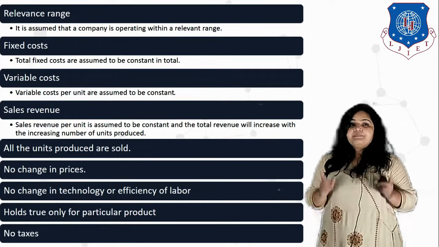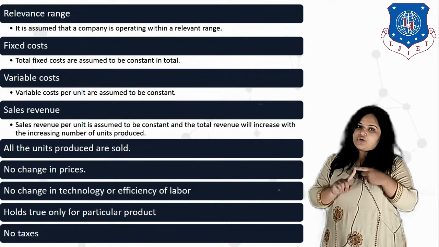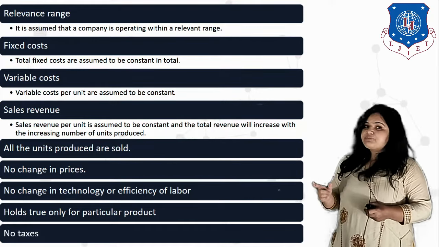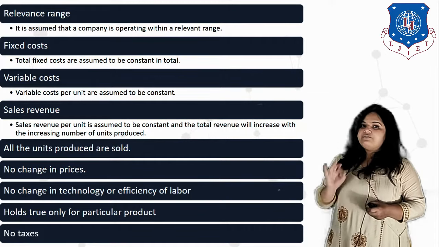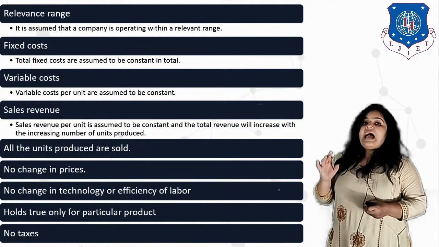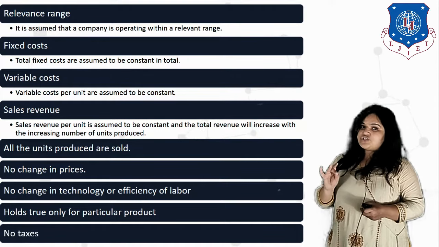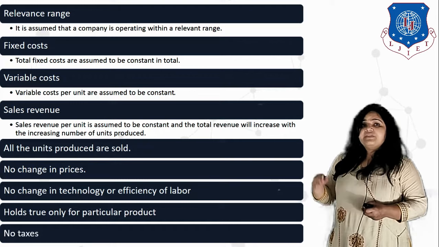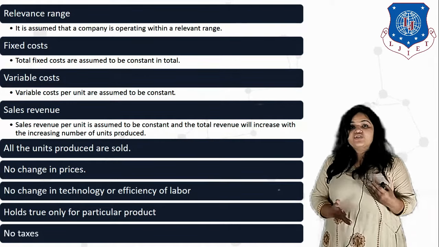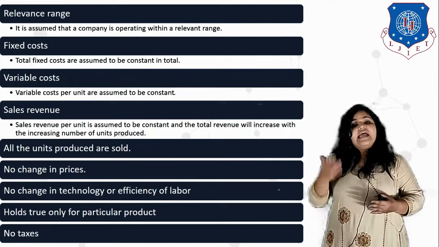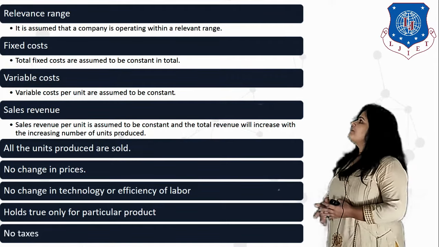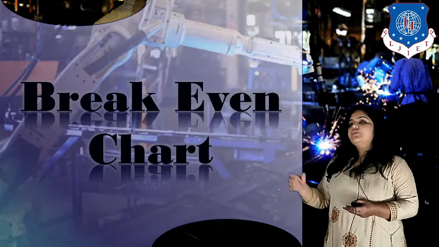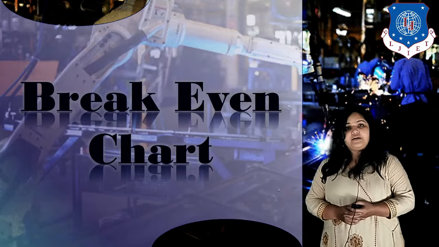Kindly remember it. Firstly, you must remember it is in the short run. Short run is the period where your fixed cost will remain fixed because there is no change in capital. Total fixed cost remains constant. Average variable cost remains constant. Sales price or revenue per unit remains constant. There are no taxes, no change in technology, no change in efficiency of laborers, everything produced gets sold, etc. Remember all these assumptions and we will move forward to understand and draw the break-even chart.